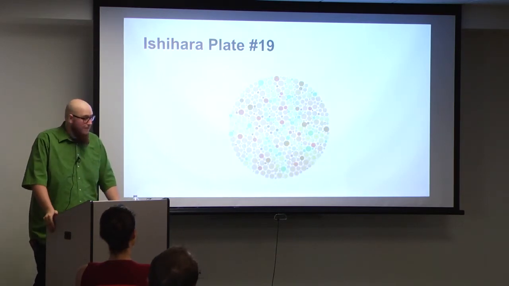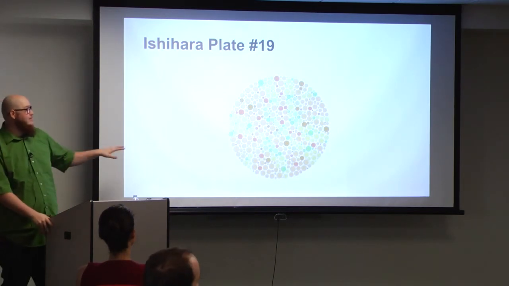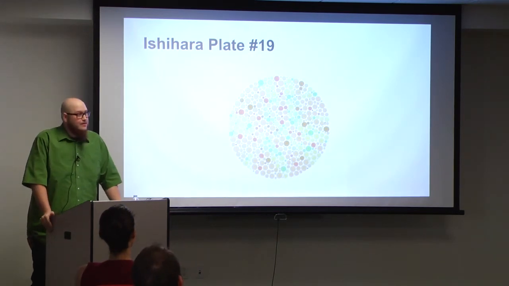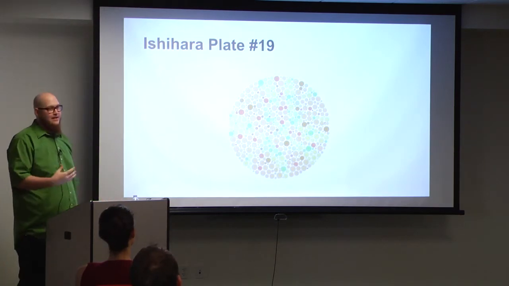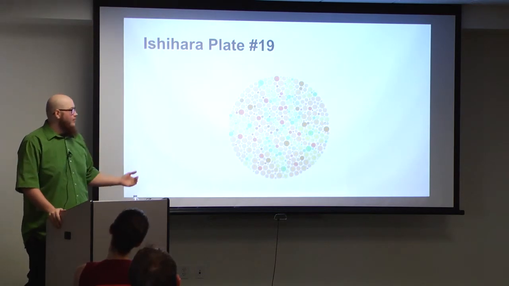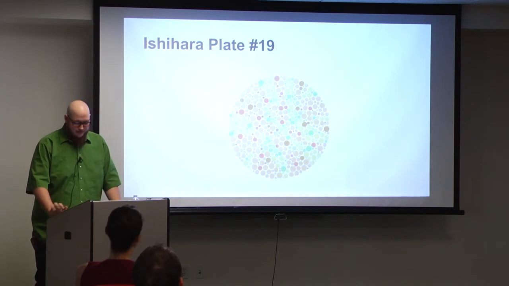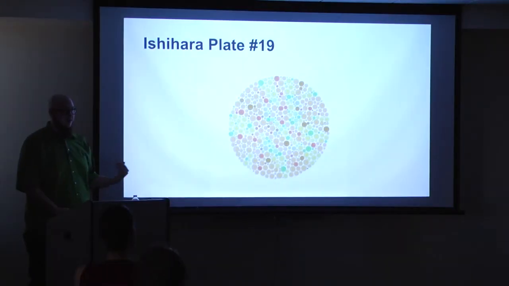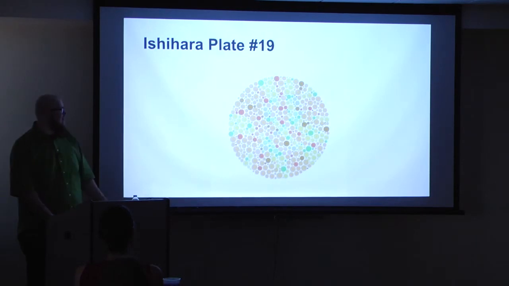And then this one, you may or may not be able to see what symbol this is. It's a number 2. And I included this one because it's interesting. People with color blindness pick this up a lot easier than those without. And some people that have normal color vision shouldn't be able to see this at all.